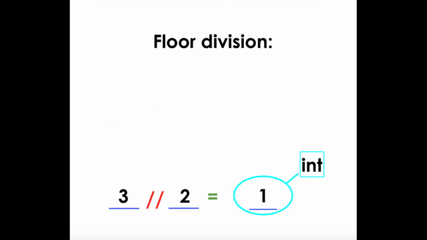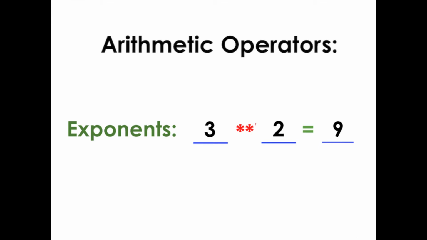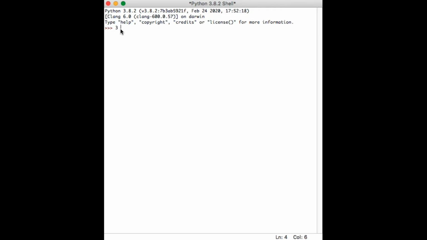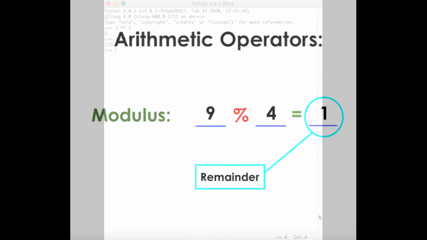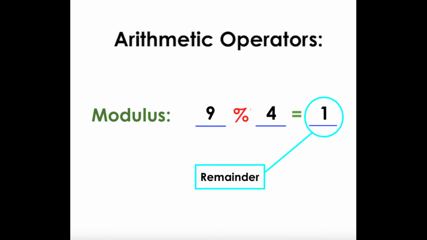We will look at two more arithmetic operators now. We use the double asterisk for exponents. So, for example, for 3 squared or 3 to the power of 2, I will enter 3 asterisk asterisk 2. The result is, of course, 9. For 5 to the power of 3, I will enter 5 asterisk asterisk 3. The result is 125.